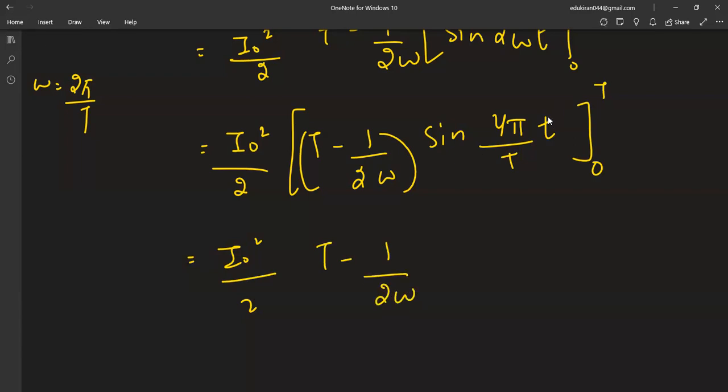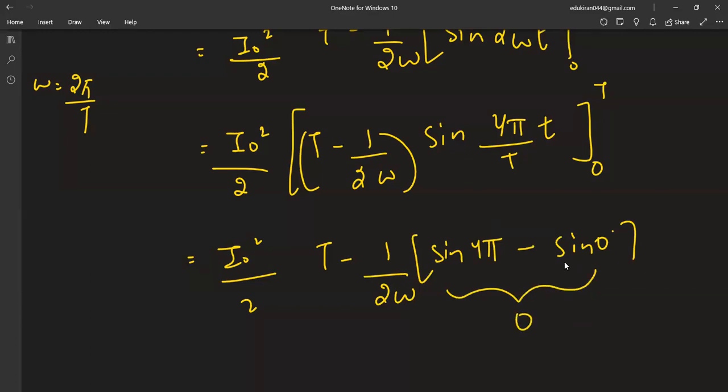First put in capital T. That becomes sine 4 pi only. Capital T and this T will be cancelled. Minus this is sine 0 degree. So 4 pi minus 0 is 0. This is also 0 and this is also 0. So the entire answer, this part becomes 0. Fine class, this one part will become 0.